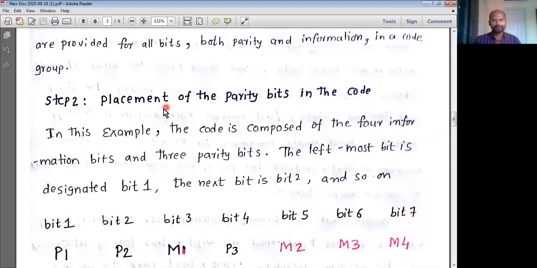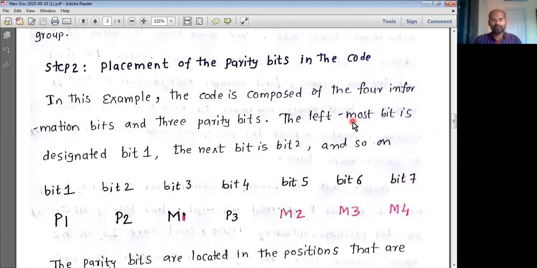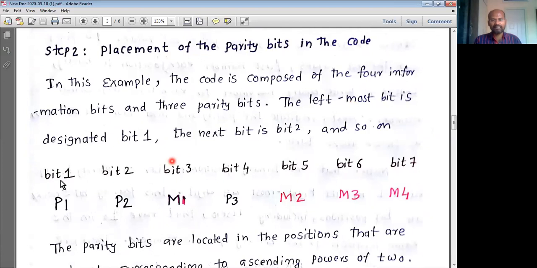Now in step 2, we are looking at the placement of the parity bits in the code. Let's number these bits starting from the left side and moving towards the right. The first bit is numbered bit 1, the second is bit 2, bit 3, bit 4, bit 5, bit 6, bit 7. Totally there are 7 bits to be transmitted, numbered starting from the left.